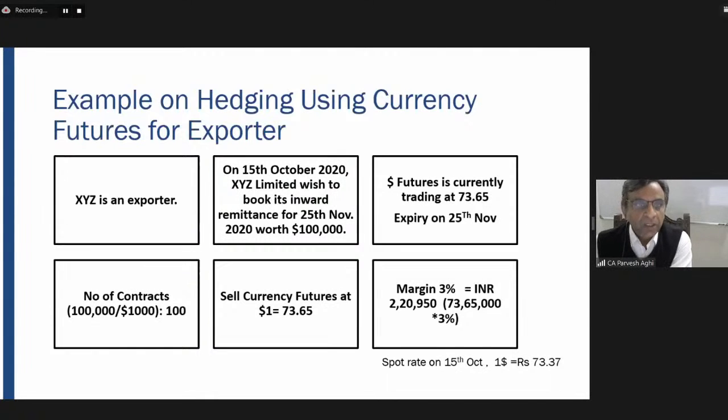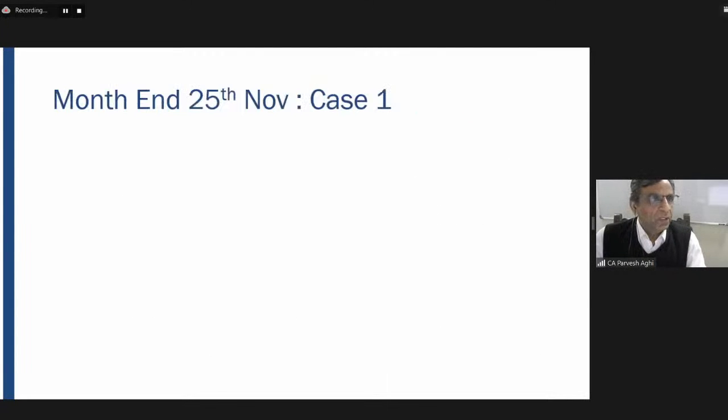The spot rate that day was 73.37, and the future rate is 73.65. So that is just to explain. Now the month end happens, because he has to wait for the month end, as he is going to receive his payment on 25th of November.